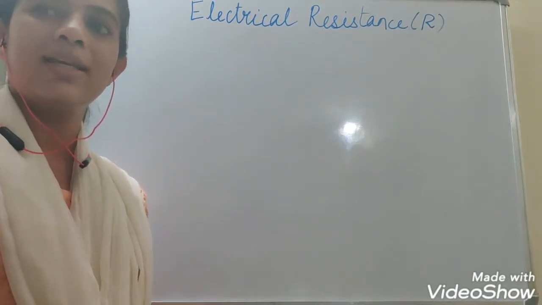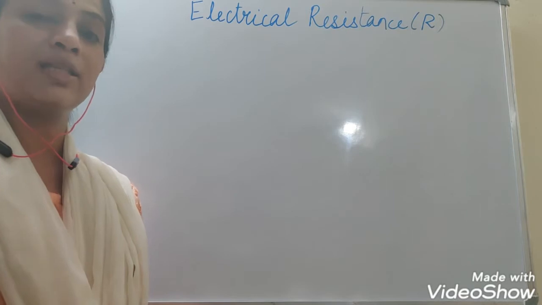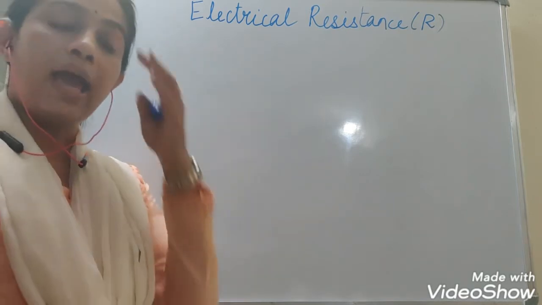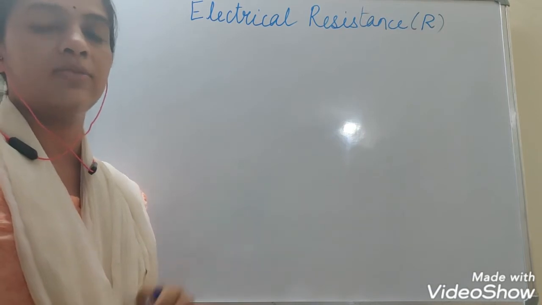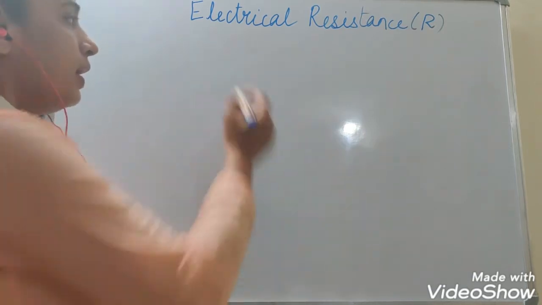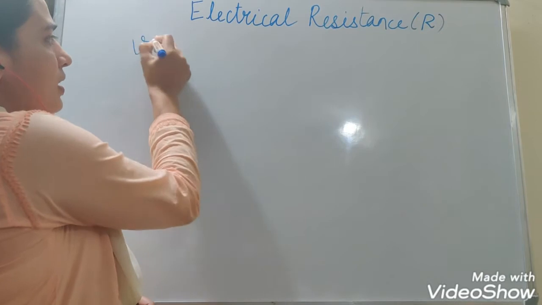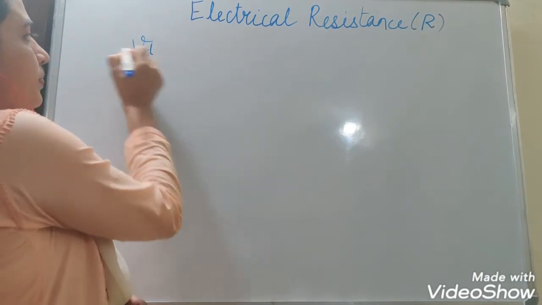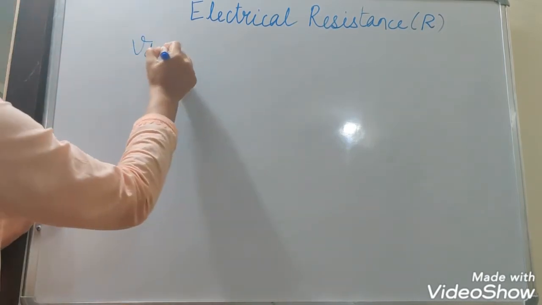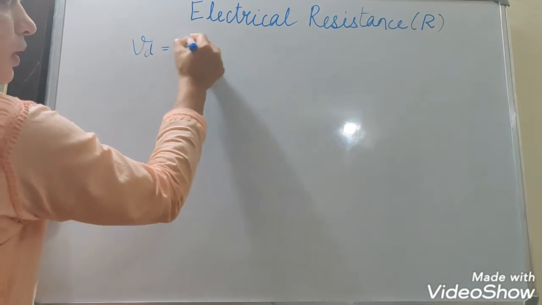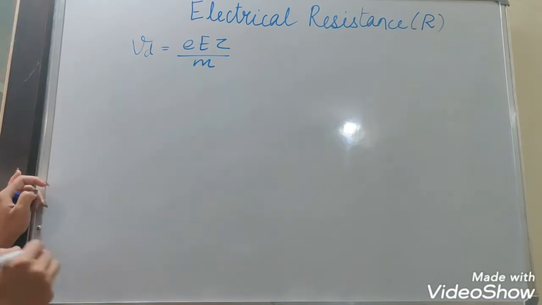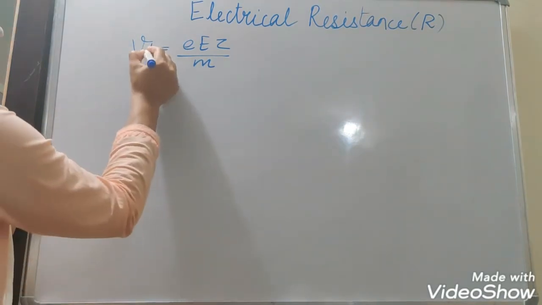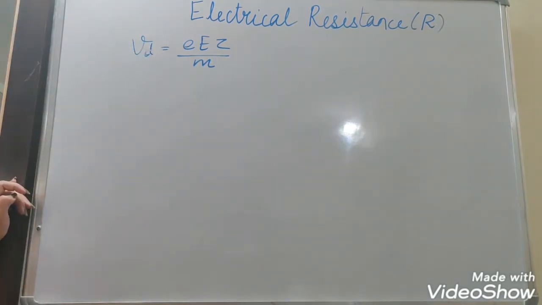Hello students, yesterday we learned the expression for drift velocity and we learned how we got Ohm's law, that is V is directly proportional to I. The expression for drift velocity is Vd is equal to E tau by m, right? This we remember, we derived this yesterday, okay?